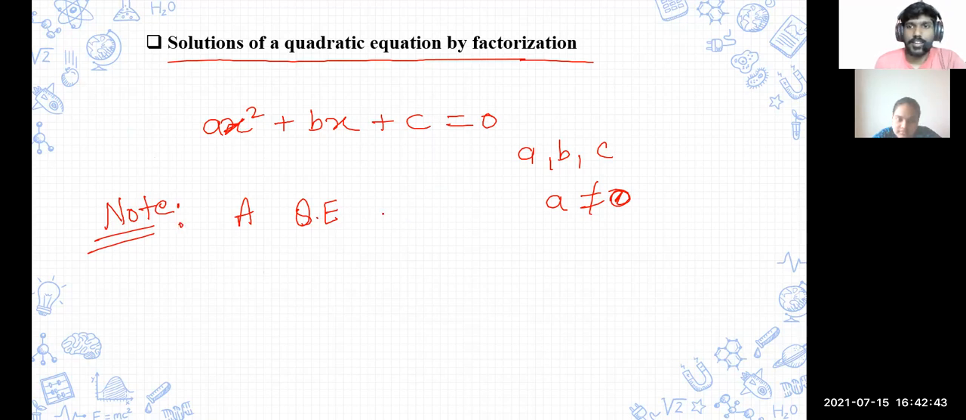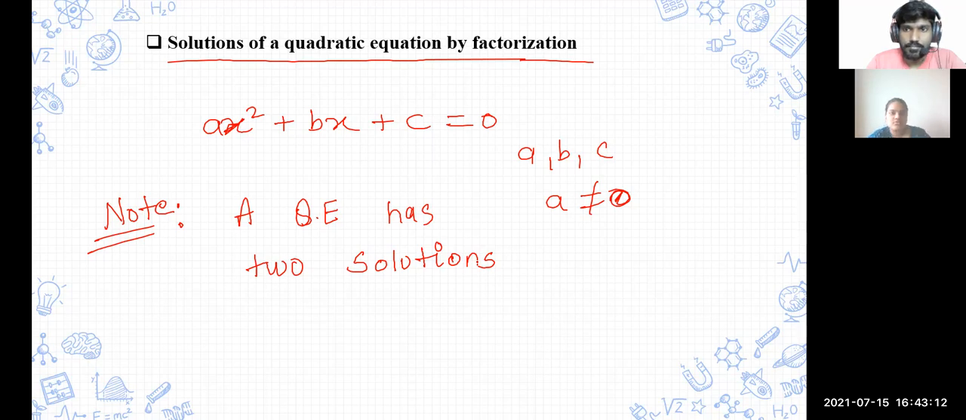A quadratic equation has two solutions. QE is quadratic equation, understood. A quadratic equation has two solutions. Two solutions, solutions also. Okay.